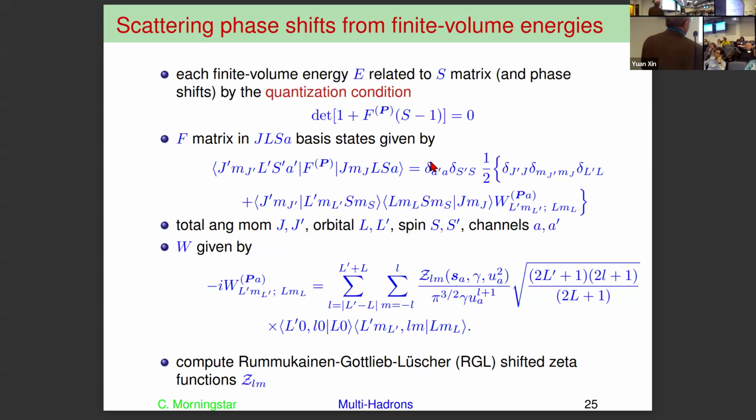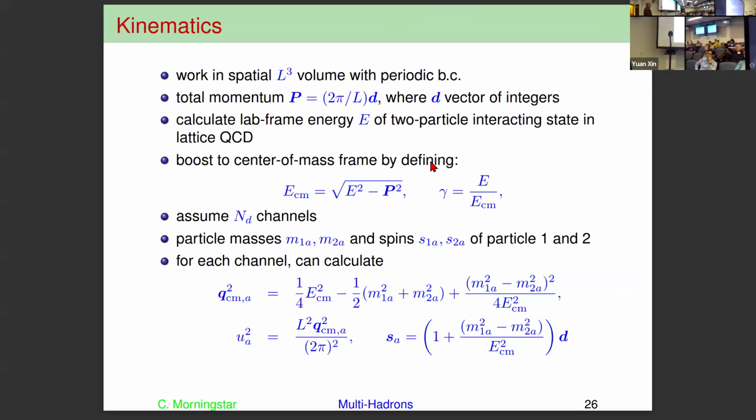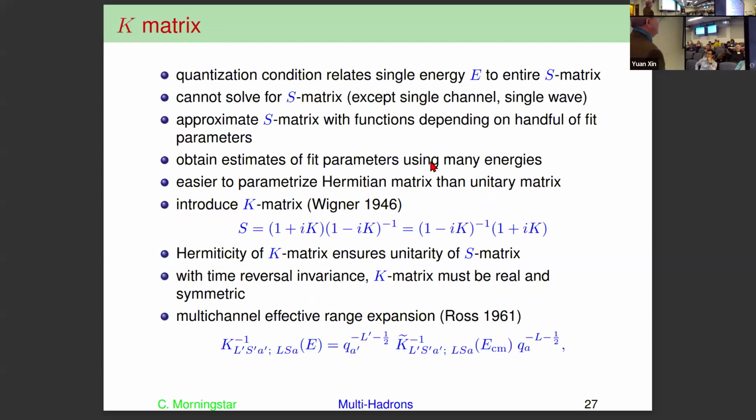The point here is you need to parameterize this S matrix and do a bunch of fits to all the different allowed energies. You're using these E's that you've evaluated to figure out what this S should look like in some parameterized form. You pick a bad parameterization, you get a bad fit. That's all I really want to emphasize.